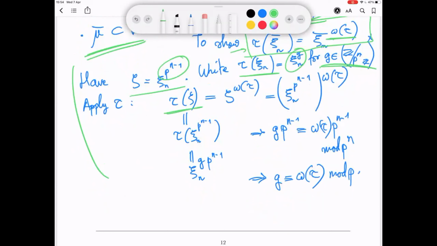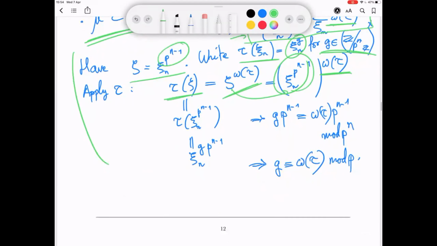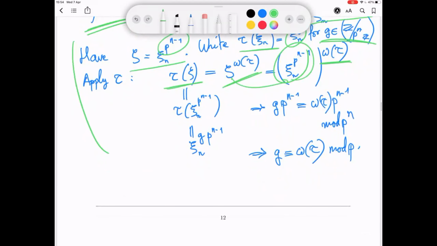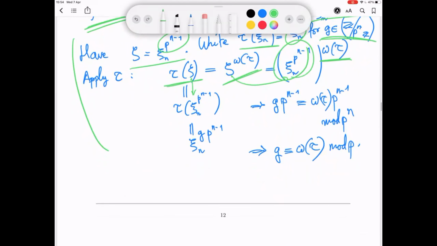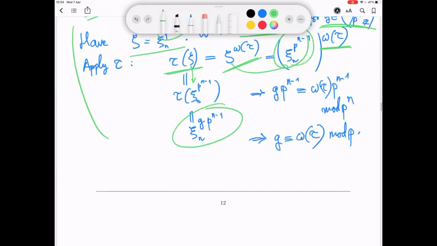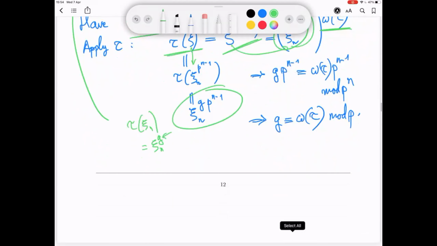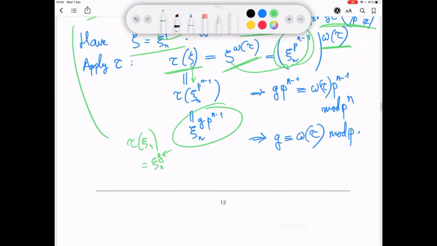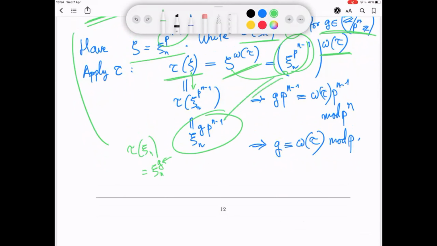So on the one hand, tau of zeta is zeta to the power omega tau, and now I write back zeta equal to psi n to the power this, so that I get a certain expression. On the other hand, I can write this as psi n to the power p to the n minus 1 first, and then tau of, use that tau of psi n is equal to psi n to the power g. That's how g is defined. So this is one expression. Now I compare these two expressions. These two have to be equal.